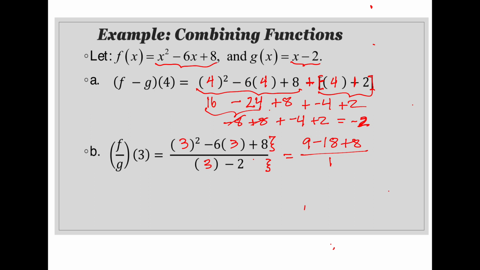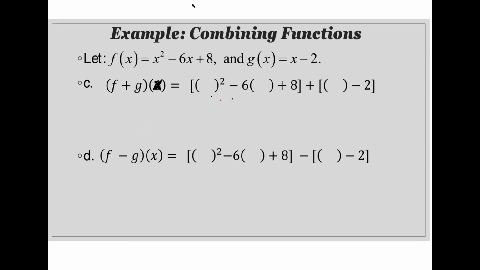We know the bottom is 1. 9 minus 18 is negative 9. And that gives me negative 9 plus 8. Negative 9 plus 8 is negative 1. So we have negative 1 over 1 or negative 1. Remember, in a fraction, if the top is negative and the bottom's positive, we have a negative outcome. Same if it's positive on top or negative on bottom at the same time, then you're also going to have a negative. Different signs give us a negative outcome.